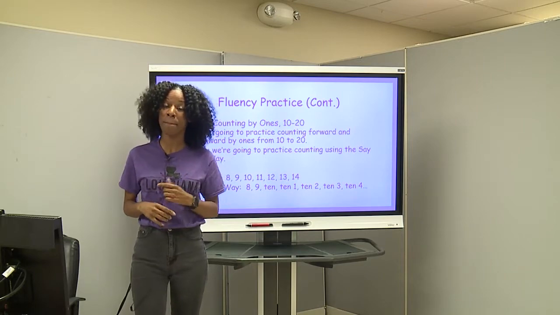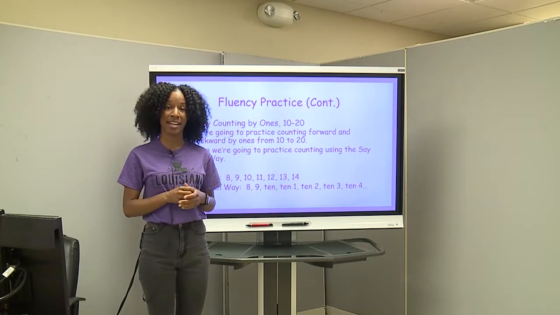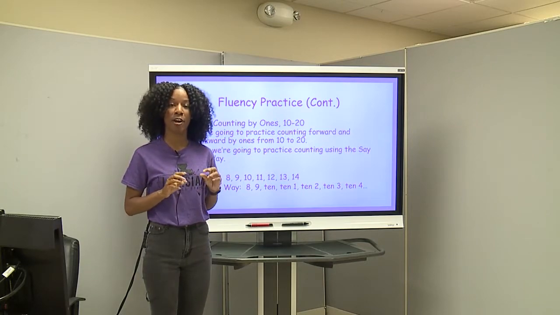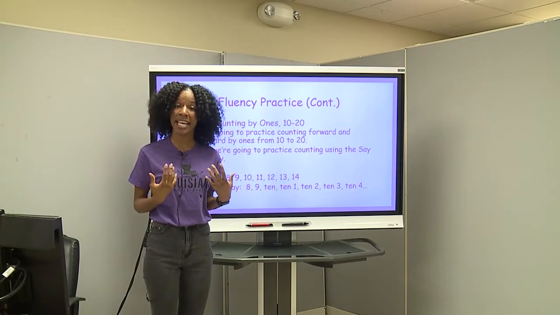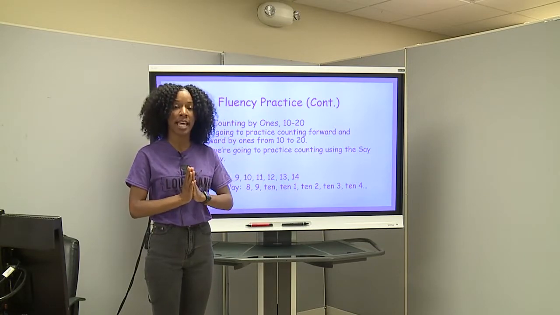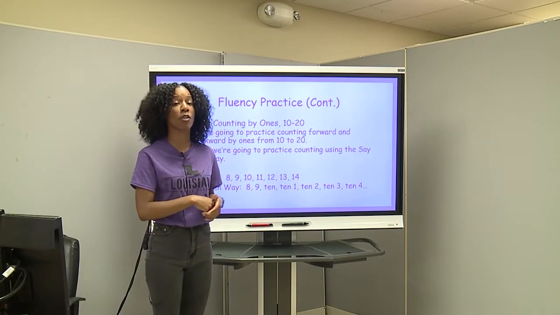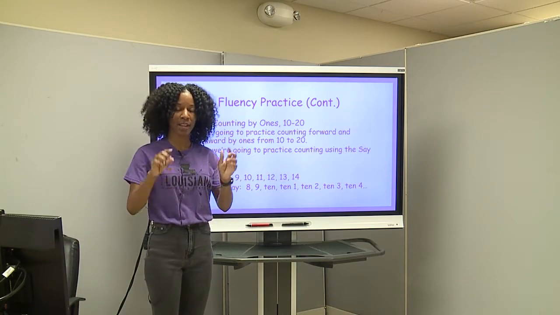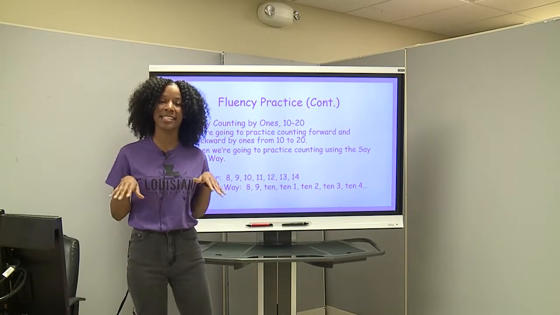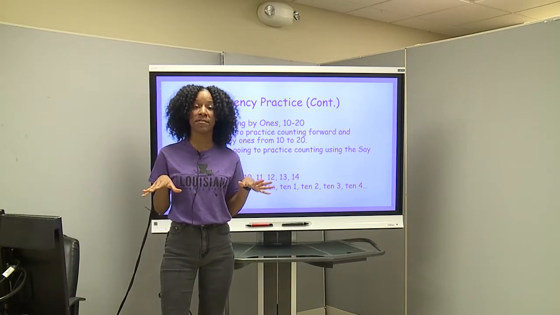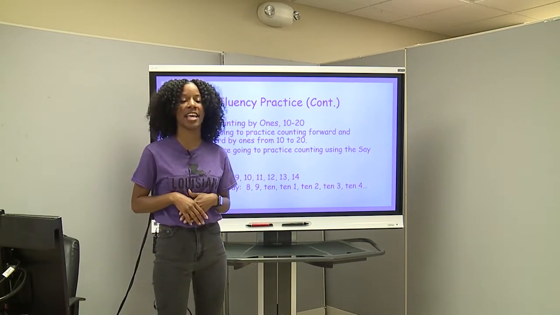We're going to start with counting by tens, starting with 0. 0, 10, 20, 30, 40, 50, 60, 70, 80, 90, 100. Now we're going to count down by tens, starting with 100 all the way down to 0. You guys ready? Let's go. 100, 90, 80, 70, 60, 50, 40, 30, 20, 10, and 0.